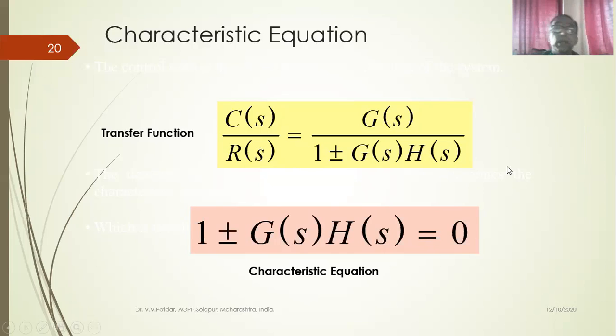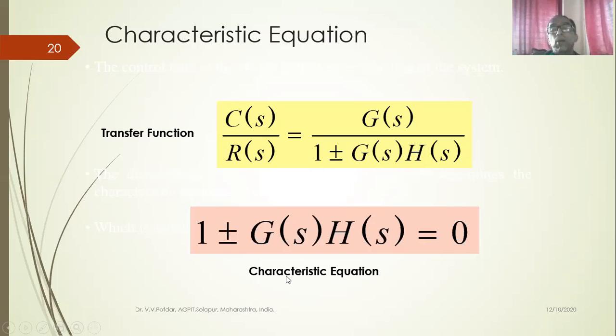Remember this very carefully. The denominator of this closed loop transfer function, I repeat, the denominator, when it is equated to 0, that is 1 plus or minus G(s) into H(s) equal to 0, is called the characteristic equation of that system. This is my closed loop transfer function of a feedback control system, and when the denominator is equated to 0, it becomes the characteristic equation.